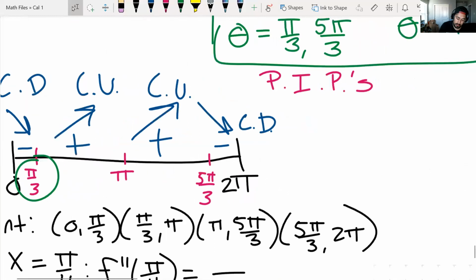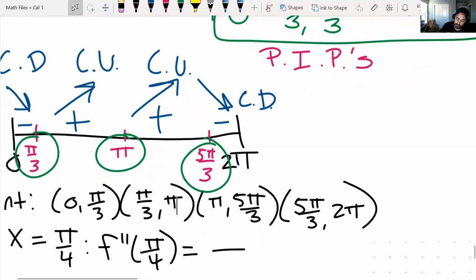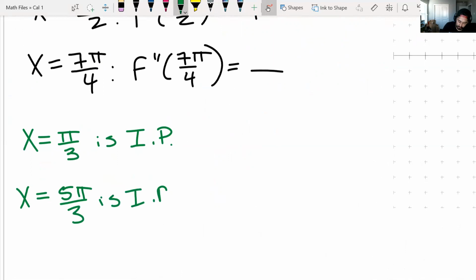Come back up. Look at pi. We go concave up to concave up. Concavity does not change, so we do not care about pi. And then look at 5 pi over 3, concave up to concave down. Concavity changes. So x equals 5 pi over 3 is IP, which means we're almost done.